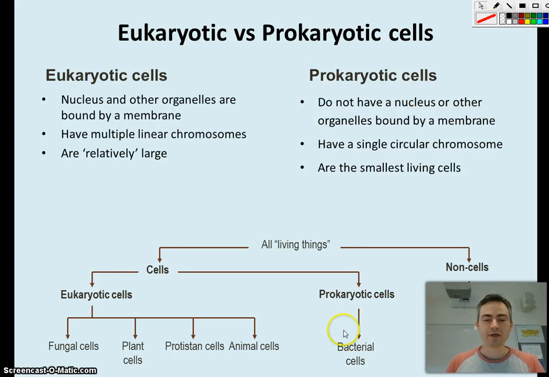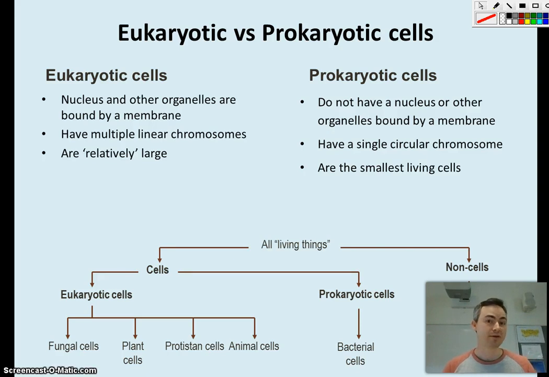So prokaryotes, well, bacteria are kind of the main group that we would worry about when it comes to prokaryotes. You can also look at archaea, but bacteria for our purposes are prokaryotic cells. And they don't have a nucleus. Their DNA is just in a region within the cell. It's not bound inside a nucleus. And they don't have any other membrane-bound organelles.